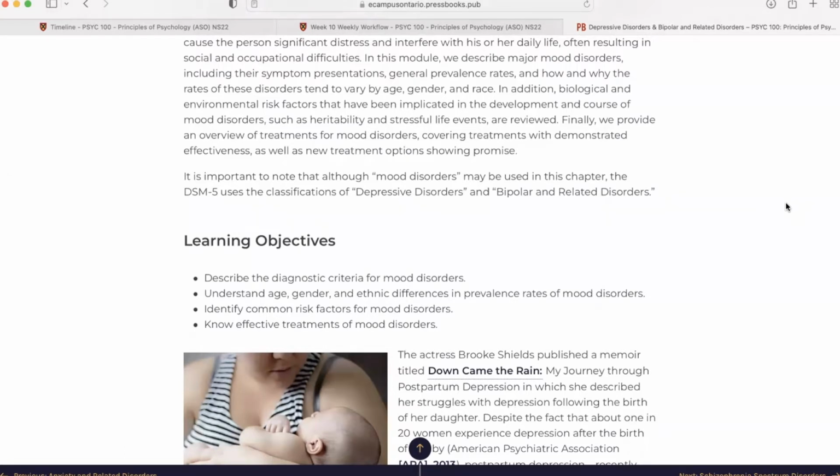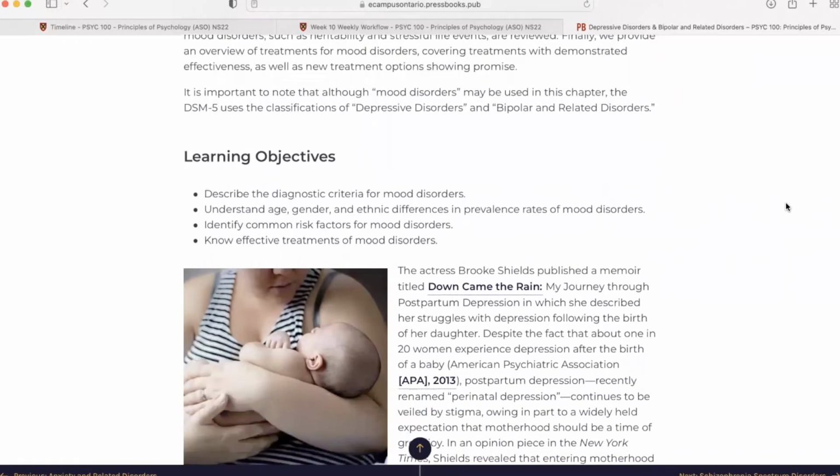options showing promise. It is important to note that although mood disorders may be used in this chapter, the DSM-5 uses the classifications of depressive disorders and bipolar and related disorders.